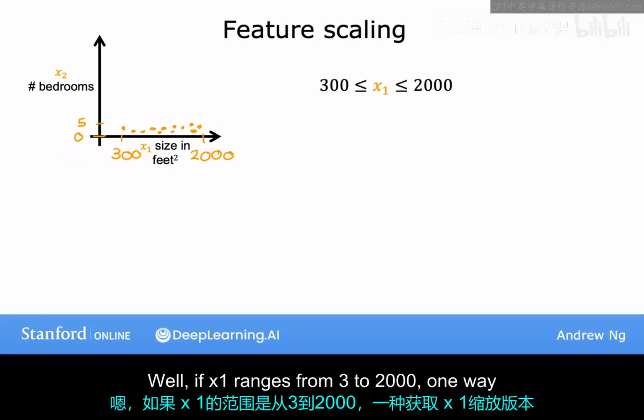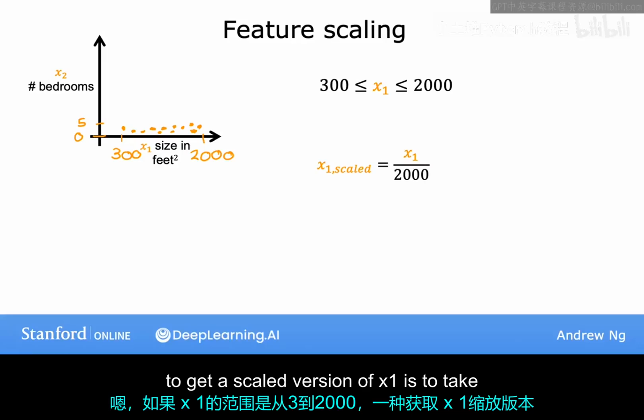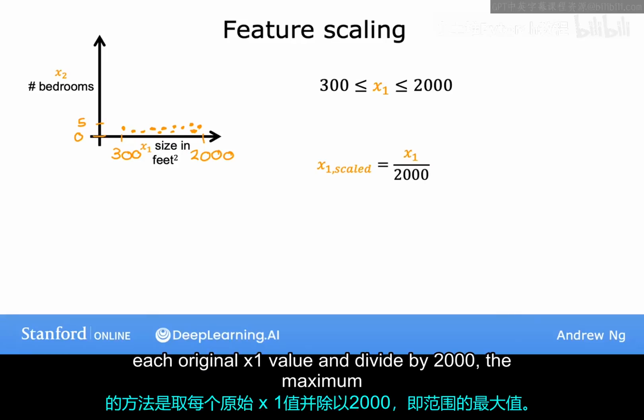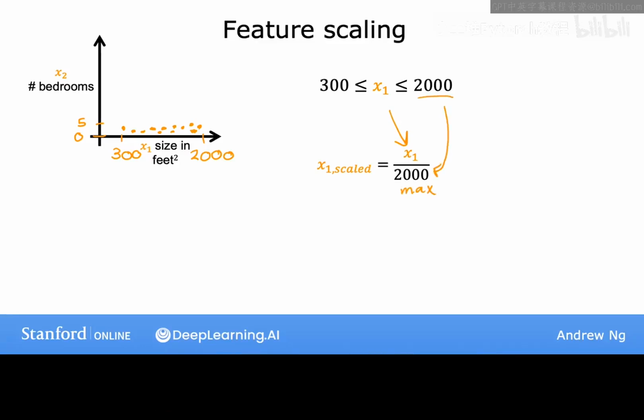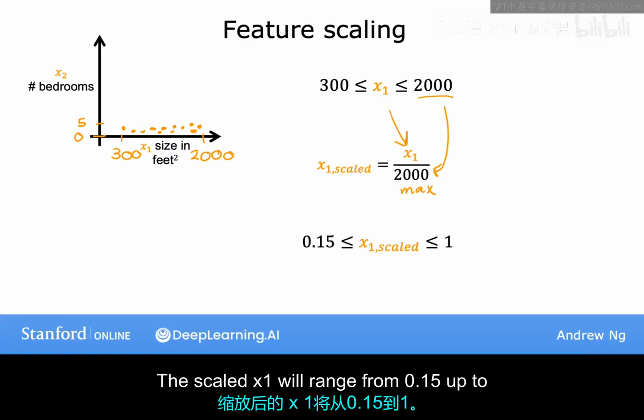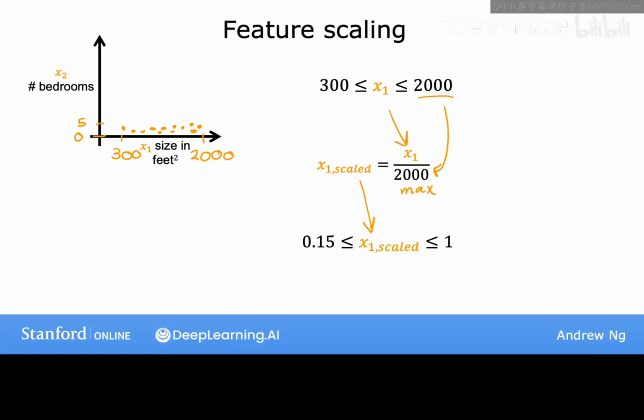Well, if x1 ranges from 3 to 2000, one way to get a scaled version of x1 is to take each original x1 value and divide by 2000, the maximum of the range. So the scaled x1 will range from 0.15 up to 1.